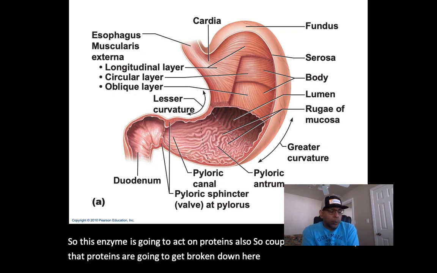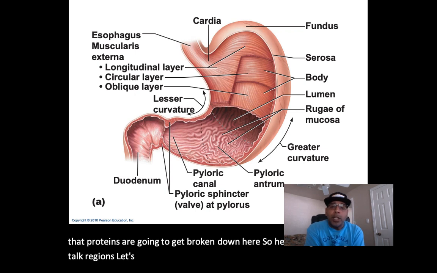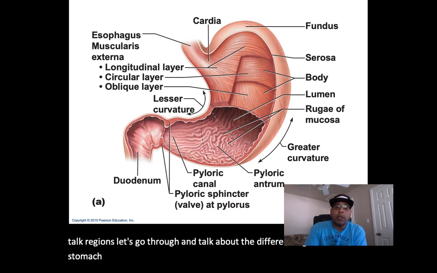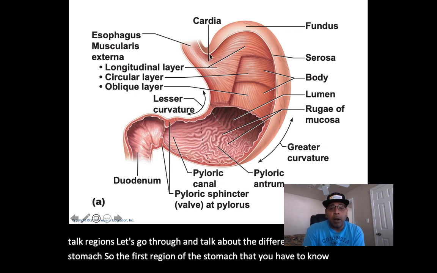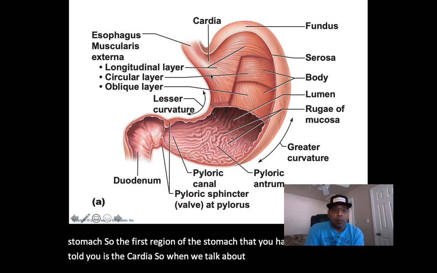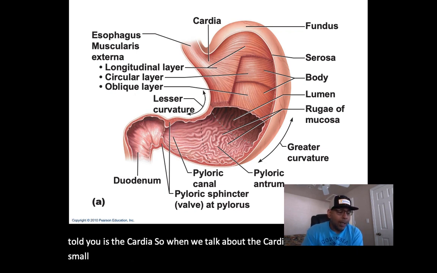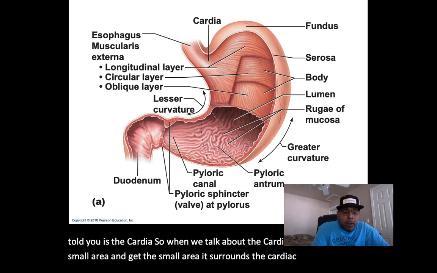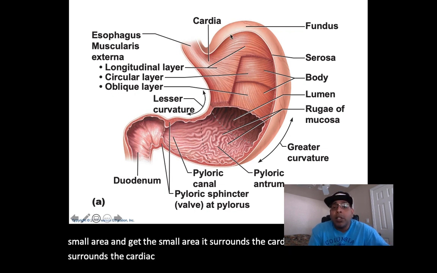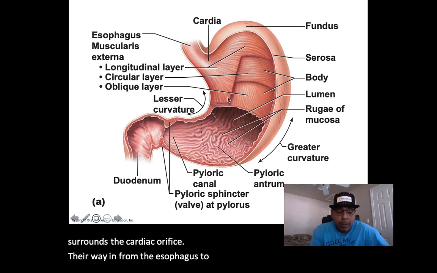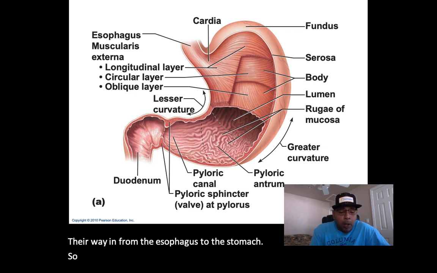Now let's go through and talk about the different regions of the stomach. The first region of the stomach that you have to know about, I told you, is the cardia. The cardia is a small area. It surrounds the cardiac orifice, through which, as I told you before, food enters the stomach from the esophagus.